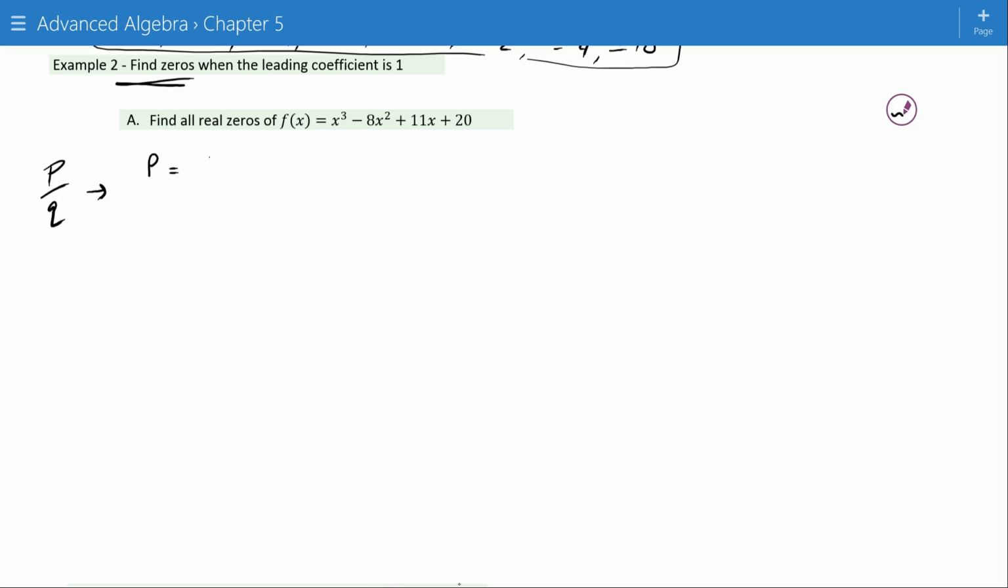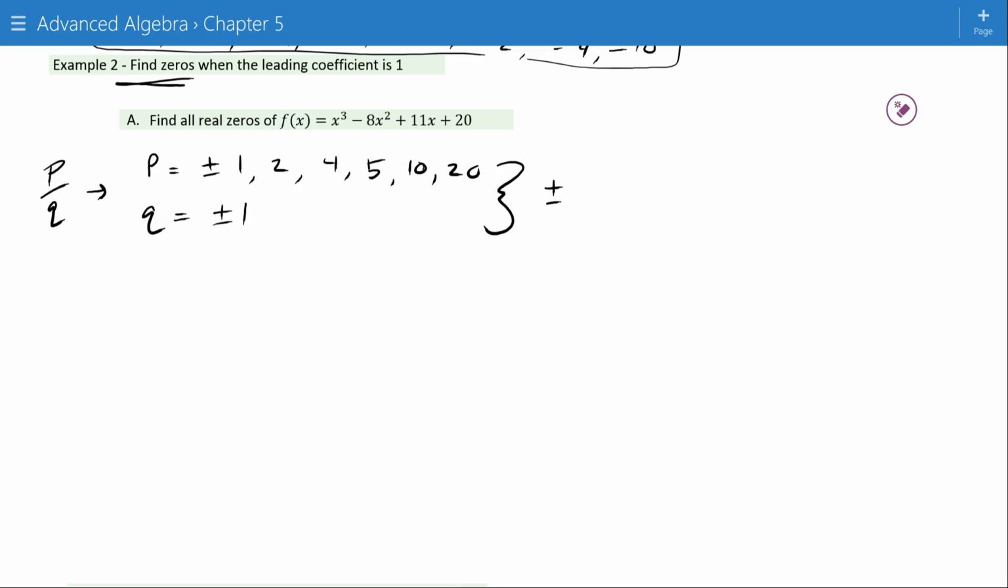All right, P is 20, so we've got plus or minus 1, 2, 4, we've got 5, 10, and 20. Now, if you're thinking ahead, you might be thinking, wow, this might take a really long time. And you're right, some of these problems do. All right, P over Q is going to leave us then with 1 over 1, 2 over 1, 4 over 1, and so on and so forth. So we're just going to write it out as plus or minus.